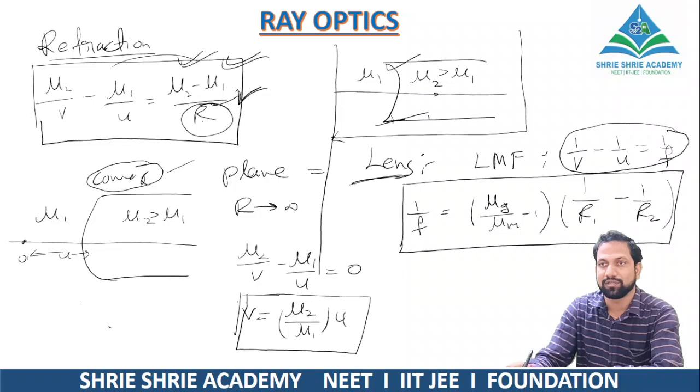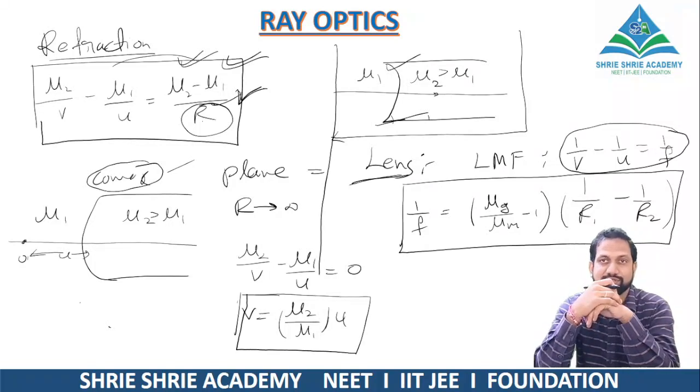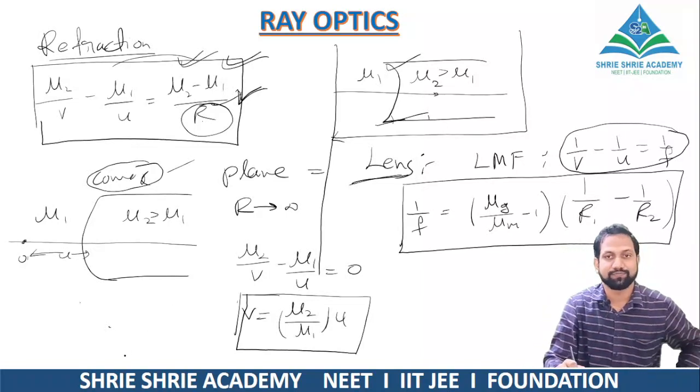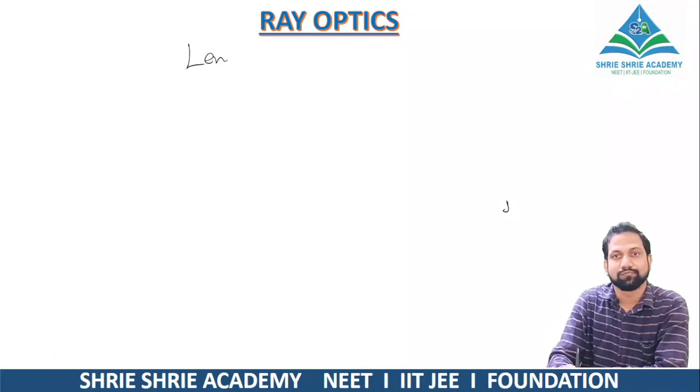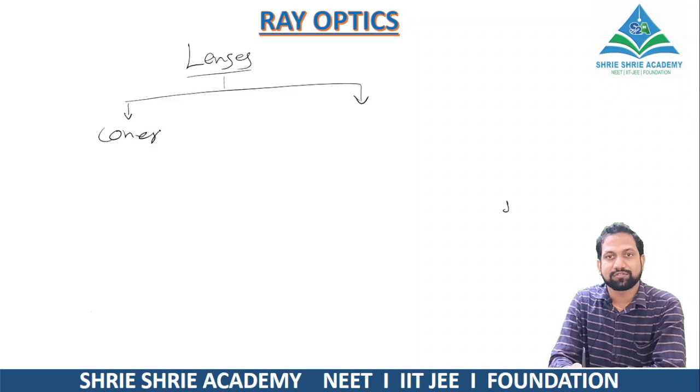I told you already there will be two types of lenses: convex lens and concave lens. Convex lens will have 6 cases of image formation. Concave lens will have 2 cases of image formation. In total, 8 cases we will have to discuss. Okay, let us enter into the lens topic. Lenses. Convex lenses are also called convergent lenses. Concave lenses are also called divergent lenses.